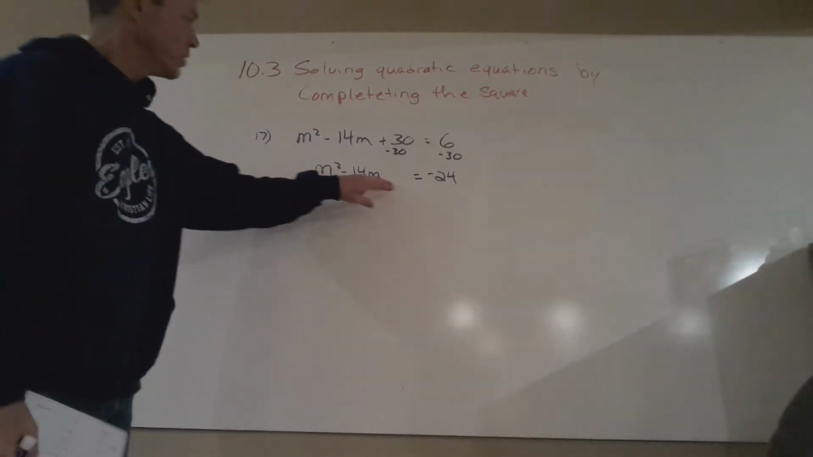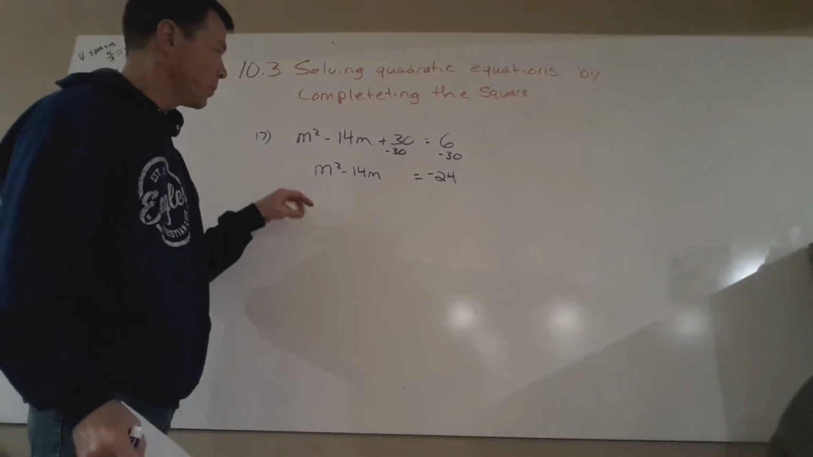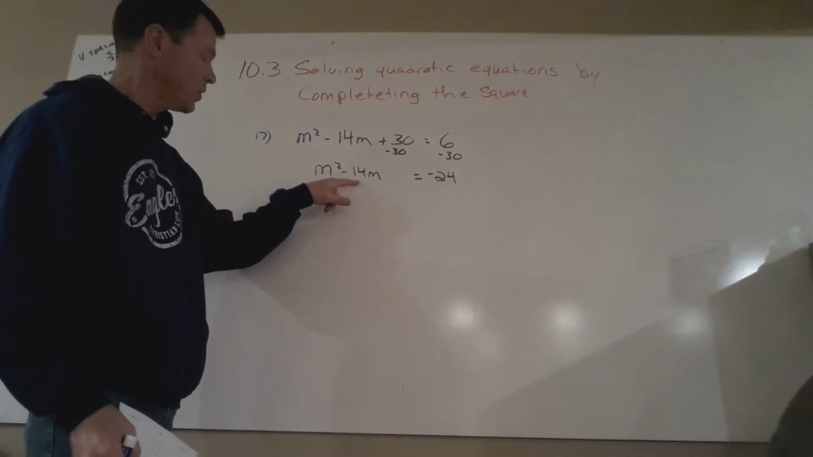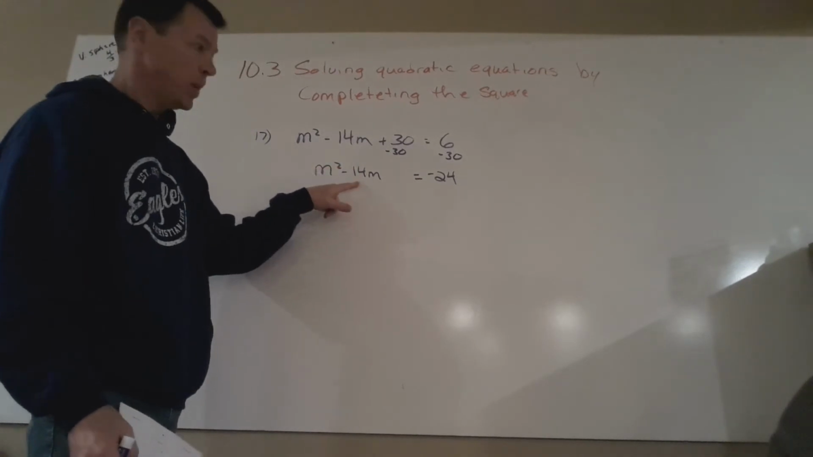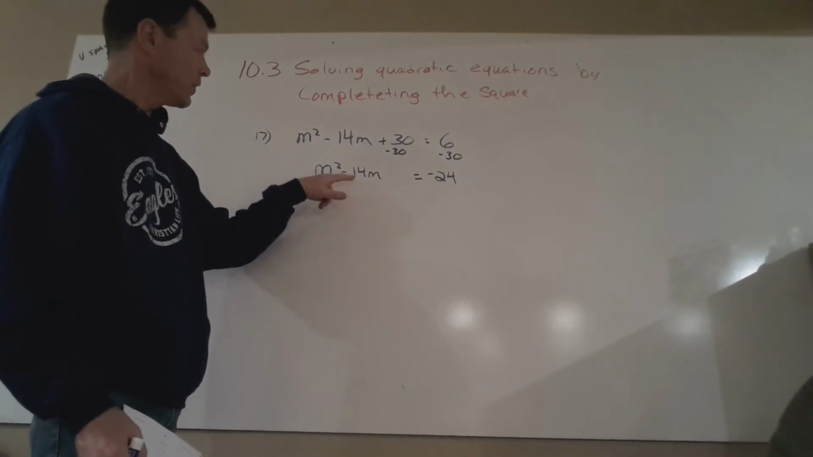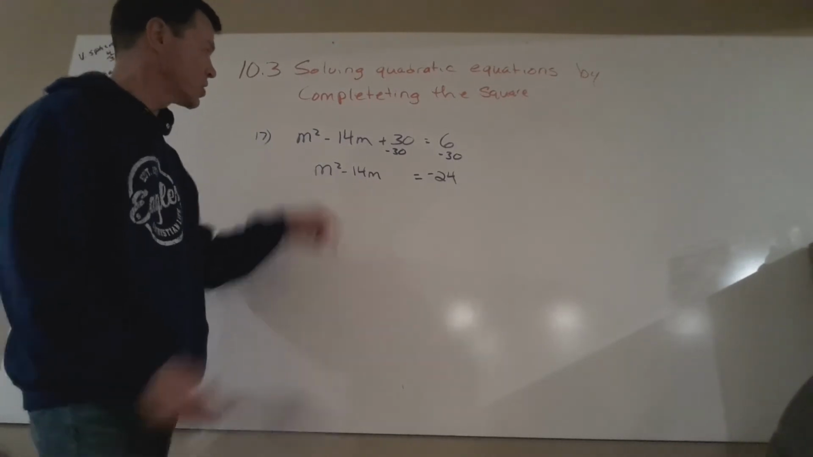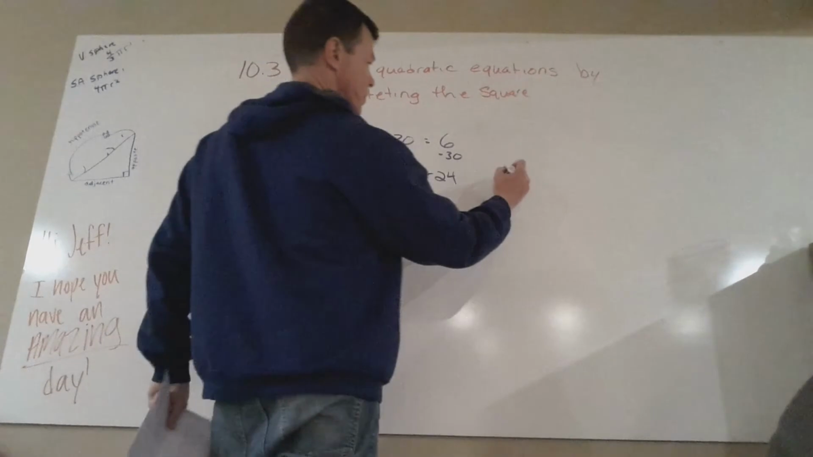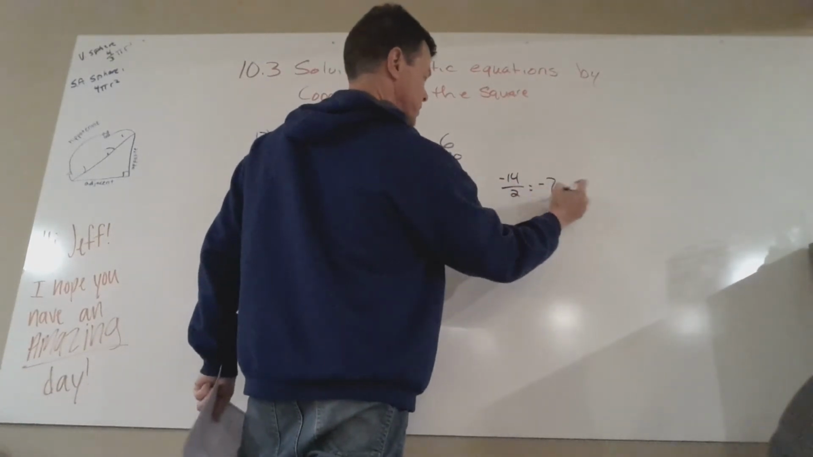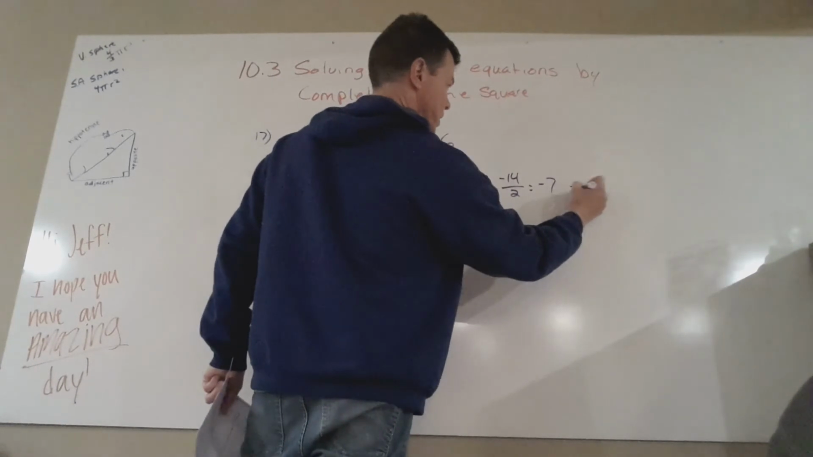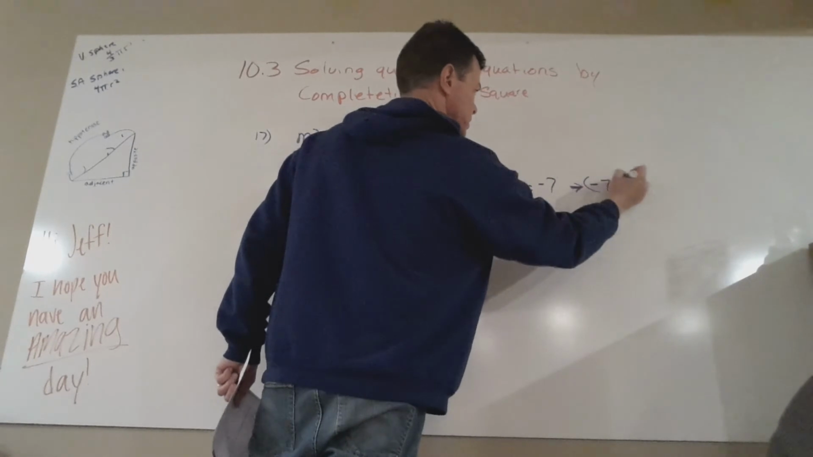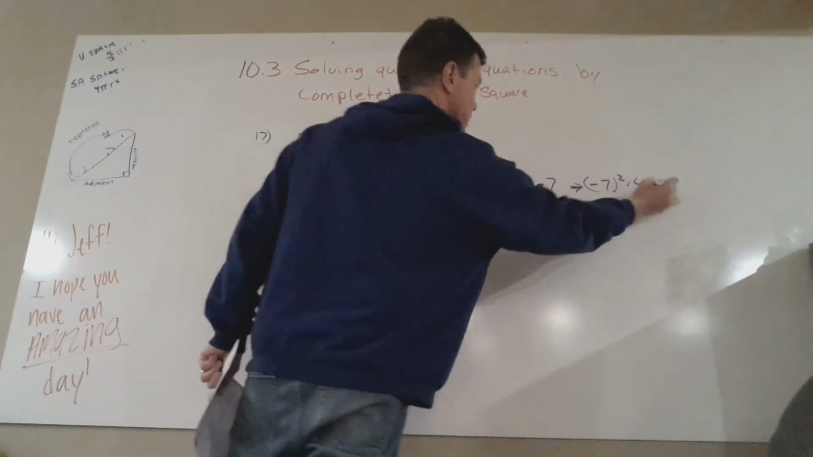All right, I want to turn this into a perfect square trinomial. Remember, take the negative 14. This is our b. Take the negative 14, cut it in half, so it's going to be negative 7, and then square it. So negative 14 divided by 2 equals negative 7, and then square that. Negative 7 squared equals 49.